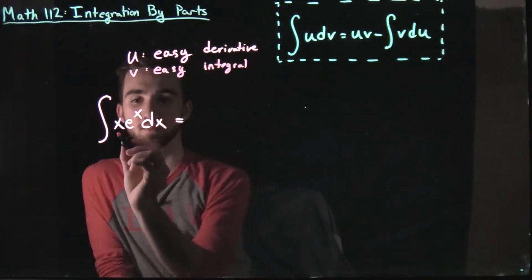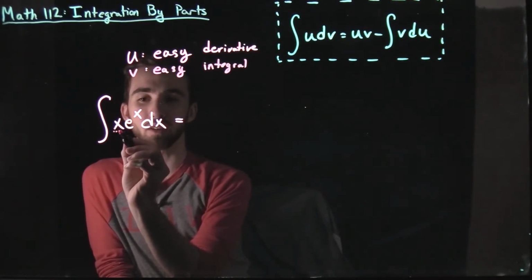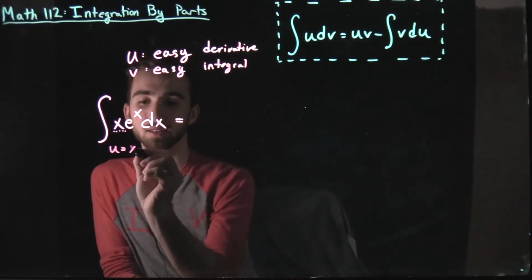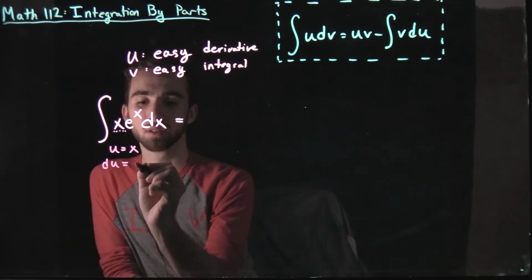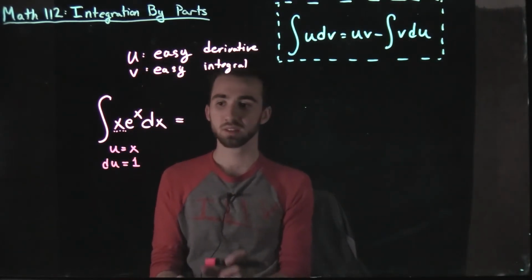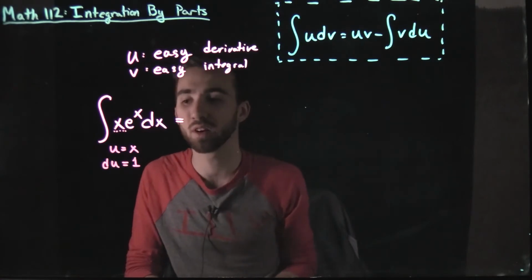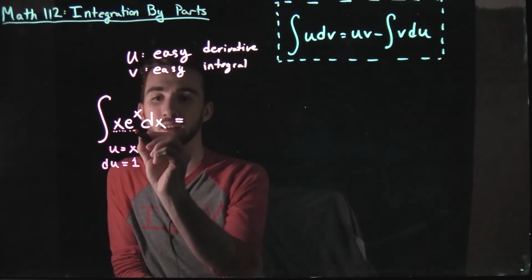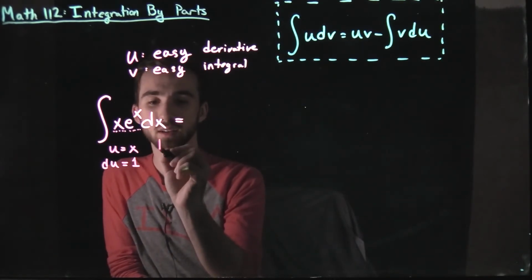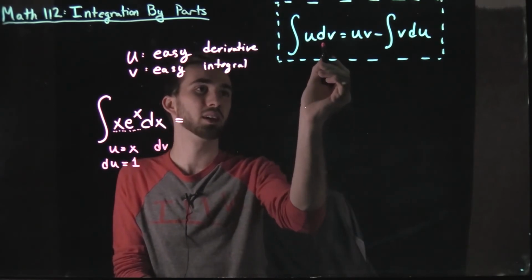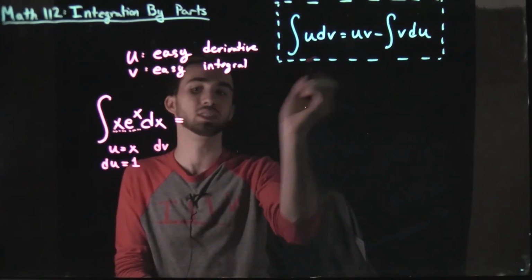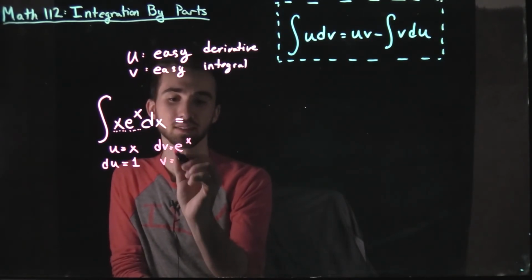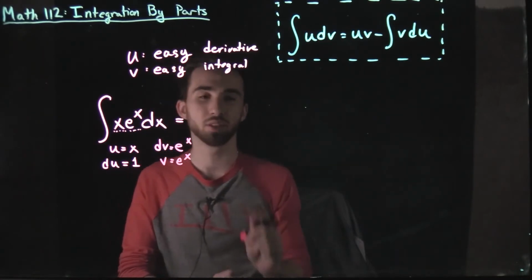So in this case, let's say u is equal to x. The derivative of u is just equal to 1. So that's easy. We just reduced our function u down to just a constant, which is really nice. And if we then say that v is e to the x, then our dv, because in this case we're working with the right-hand side, is e to the x. If we integrate that and get its antiderivative, we just end up with e to the x again.